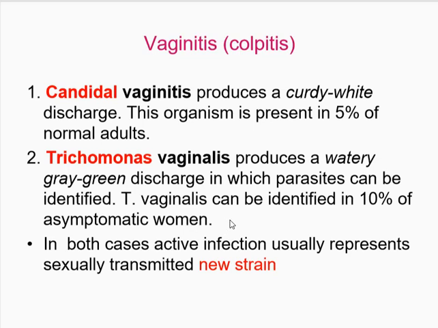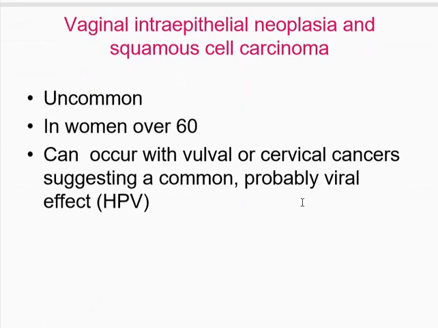It is to be mentioned that Candida albicans and Trichomonas vaginalis are part of the normal flora often, so they may be present without causing symptoms, and generally there is a sexual transmission of another strain of these agents, and this new strain will lead to the inflammation and leukorrhea.